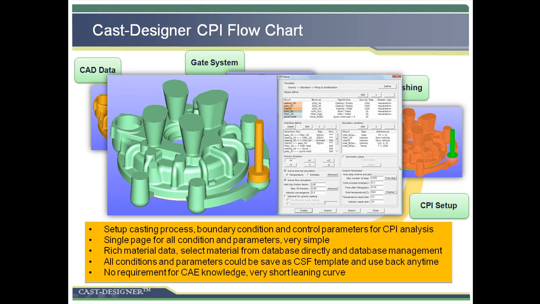After that, the user can follow the sequence of up to down, left to right, to define the material data, heat transfer condition, and casting speed or pressure. Finally, the parameters to control the simulation and save the result. After that, the CPI model is completed.